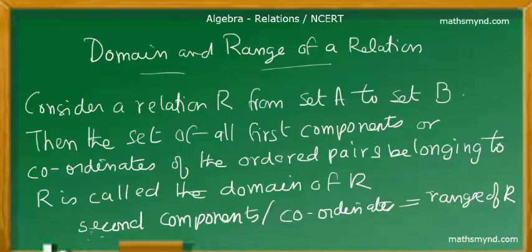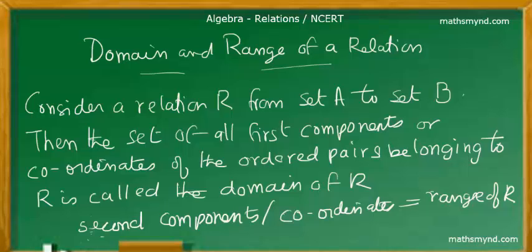So, in such a case, if we take all the first components or the elements coming from set A, we call it the domain, and naturally the elements belonging to set B, which form the ordered pair, are what is called the range. That is the set of all first components or coordinates. Now, why are we adding this word coordinates? Because it can be graphically represented in a Cartesian plane. That's why coordinates is added. So the set of all first components or coordinates of the ordered pairs belonging to a particular relation is called the domain of that relation.